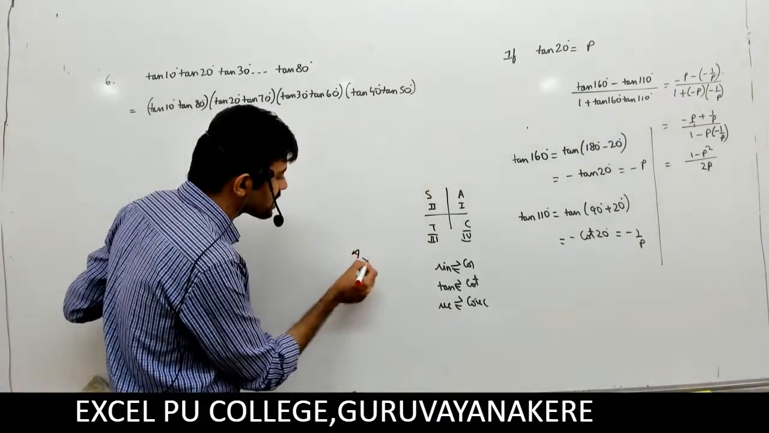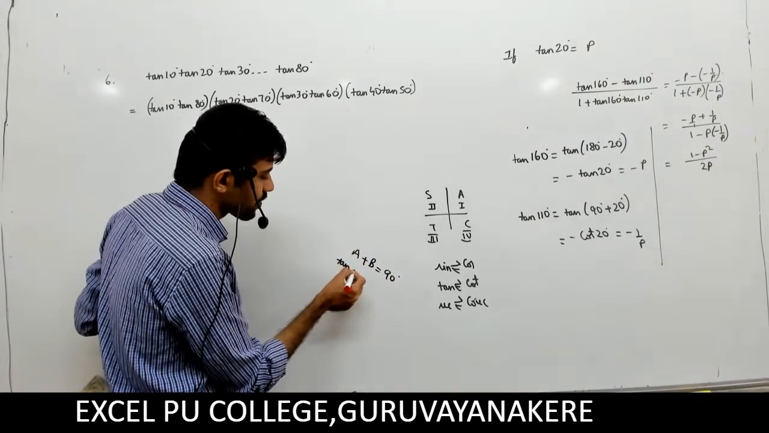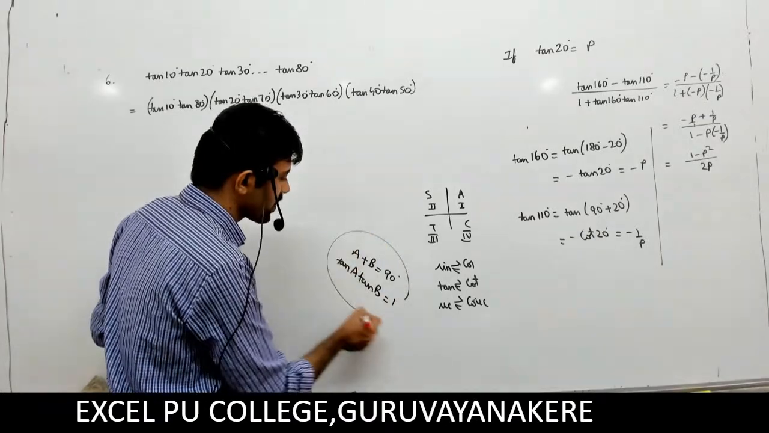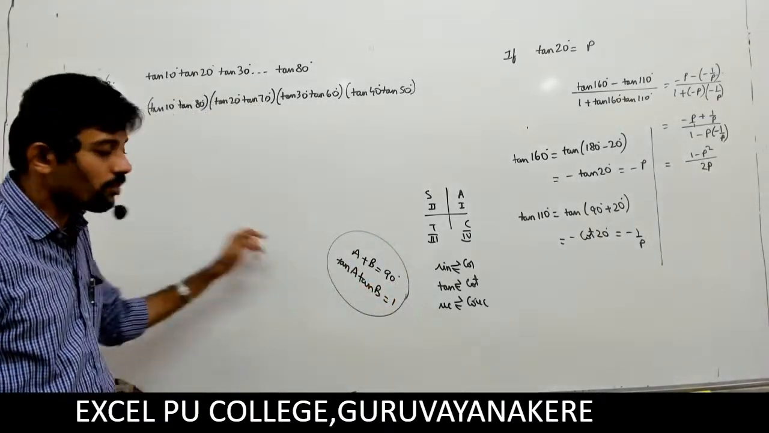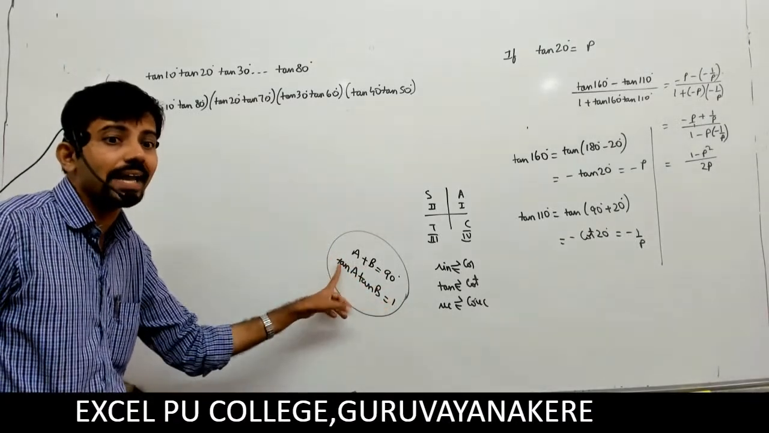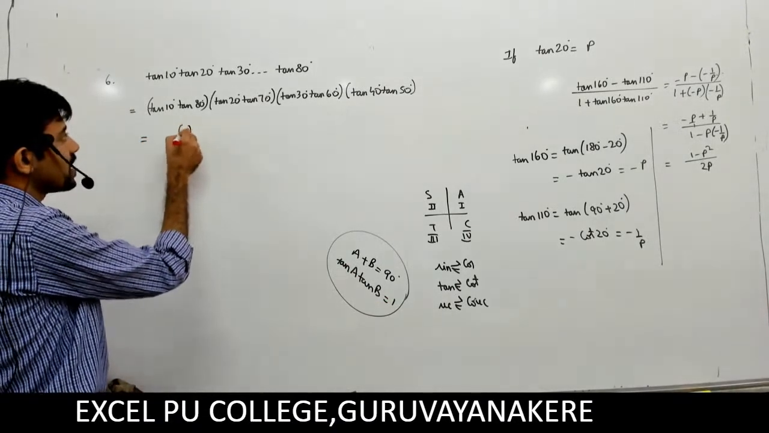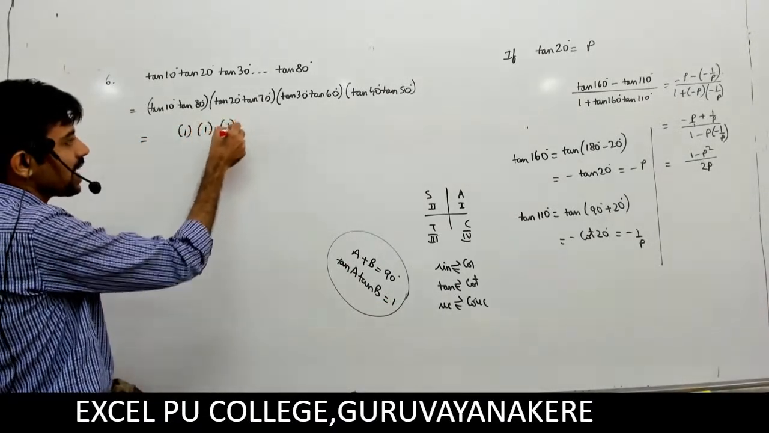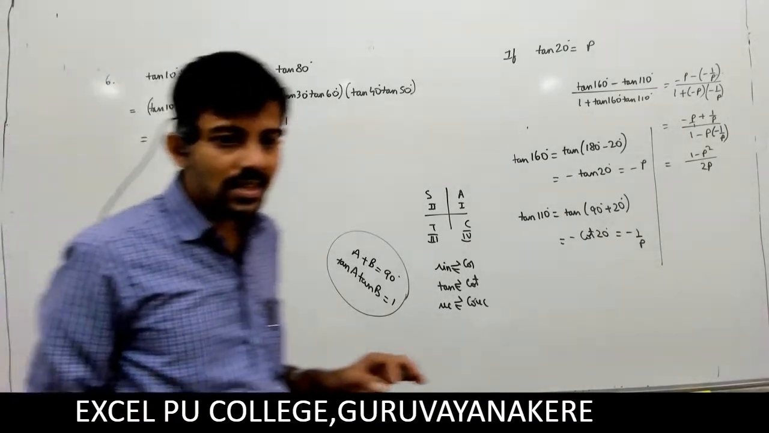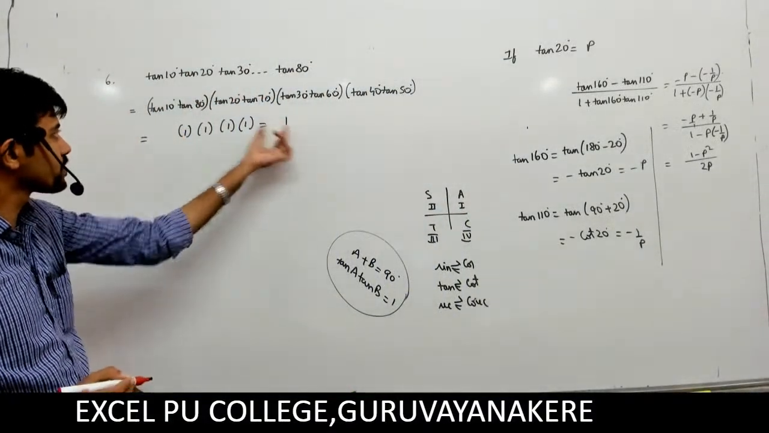If A plus B is equal to 90 degree, then tan A into tan B is 1. Remember this result. It is a useful shortcut: if the sum of the two angles is 90, then the product of the tan function values is equal to 1. Tan 10 into tan 80 is 1. Tan 20 into tan 70 is 1. Tan 30 into tan 60 is 1. Tan 40 into tan 50 is 1. So the required answer is 1. Is that clear? 1 into 1 into 1 into 1 is 1.